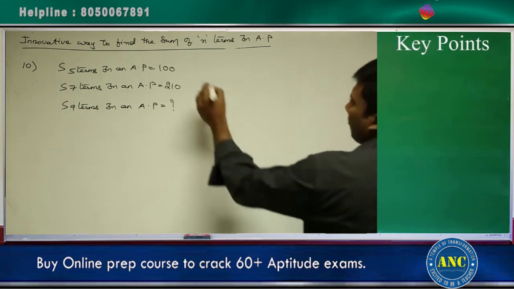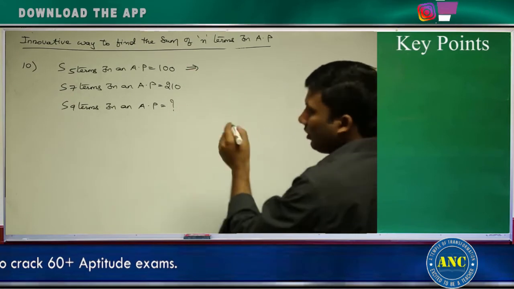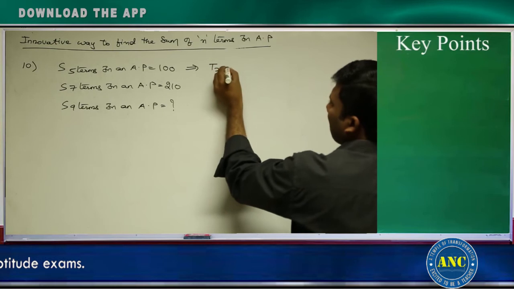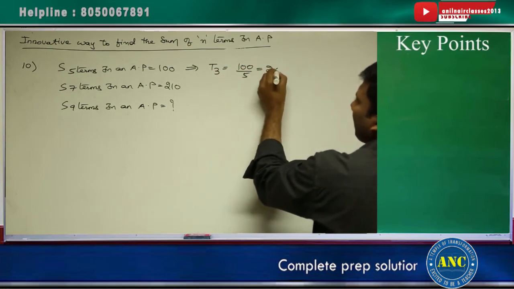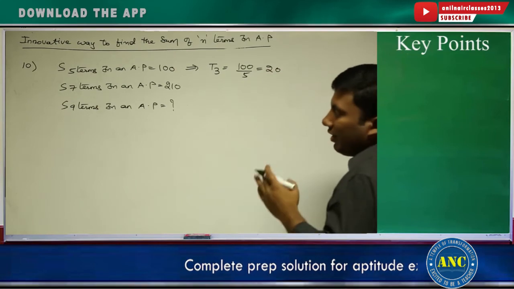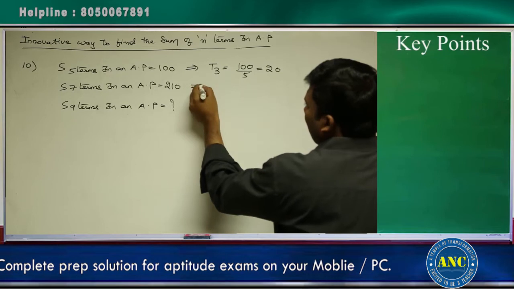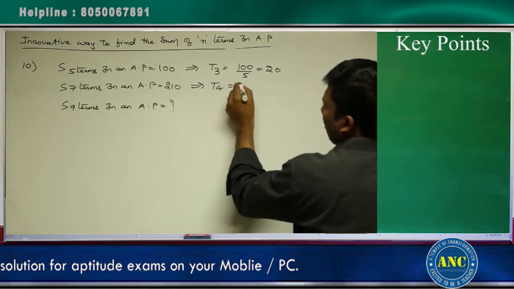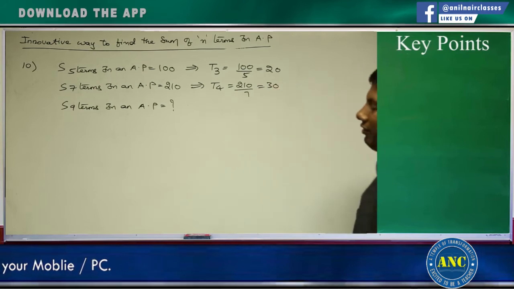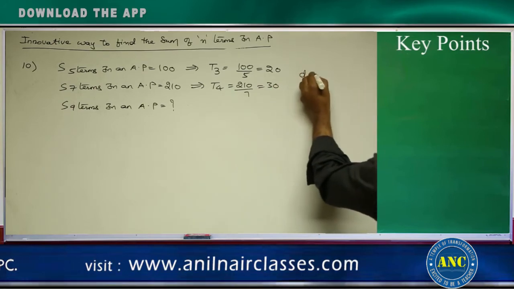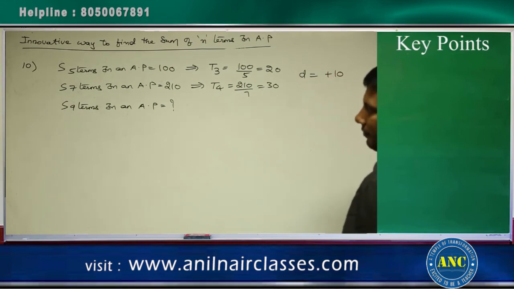See here, 5 terms in an AP, 2 to the left, 2 to the right. What is the middle value? T3. T3 is 100 by 5, which is 20. 7 terms in an AP, 3 to the left, 3 to the right, T4. T4 is equivalent to 210 by 7, which is 30. The difference between the terms is given by D. 20 is becoming 30, plus 10.